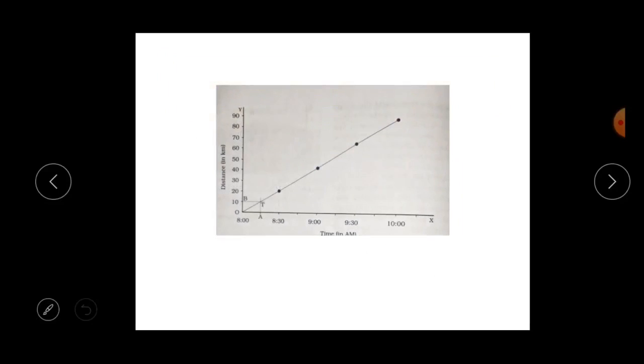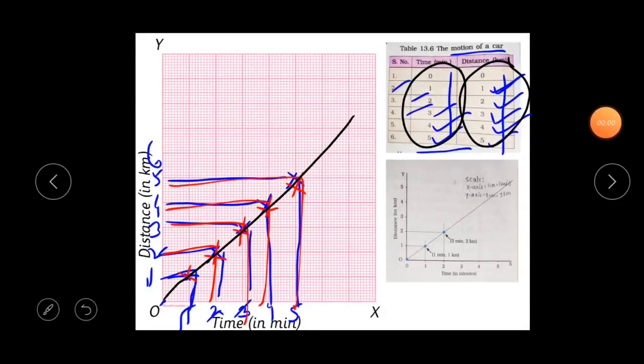Okay, children, did you understand how to draw a distance time graph? It's very easy. You just need to follow the table here. Here you have to write the time, and here you have to write the distance. Okay, at which time, what distance has been traveled, you have to write. That's it, and you will get the graph. It may vary.